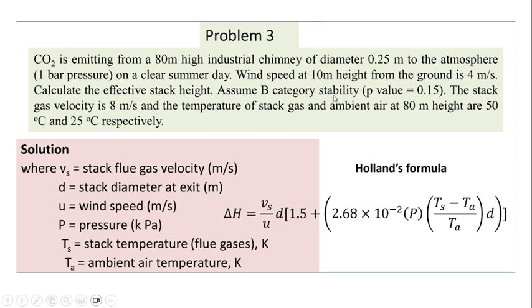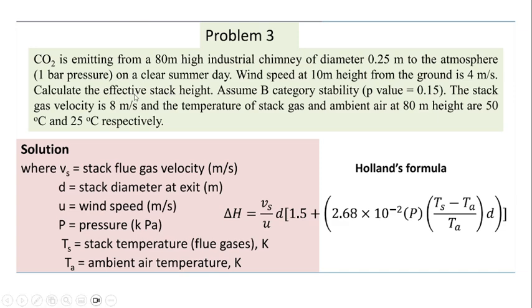Assume P category stability, so the P value is given as 0.15, and then the stack gas velocity is 8 meter per second, and the temperature of the stack gas and the ambient air at 80-meter height are 50 degrees Celsius and 25 degrees Celsius respectively. So what you need to calculate is the effective stack height.